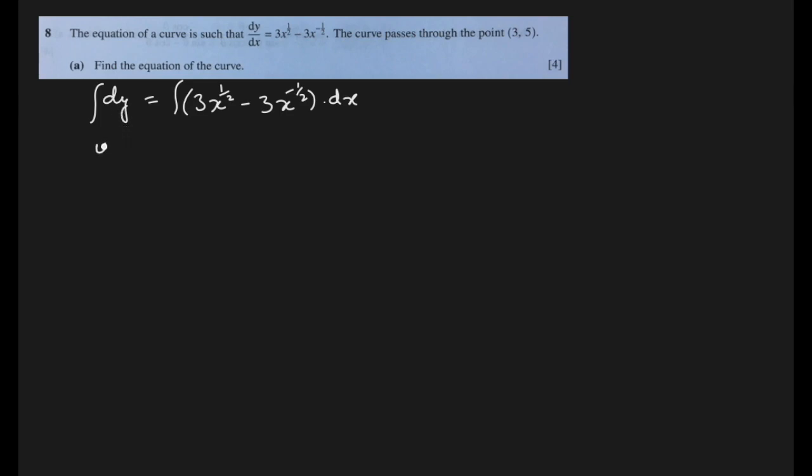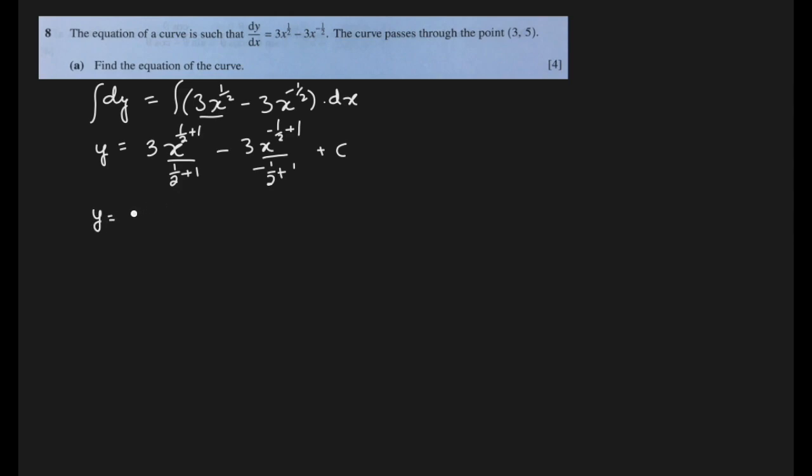Integration of dy is just y. The integration of 3x to the power half will be 3x to the power half, and we will add 1 to the exponent and divide by the same new exponent. Similarly, for 3x to the power minus half, it will be plus 1 here and negative half plus 1 here, and then plus c. Okay, let's simplify this.